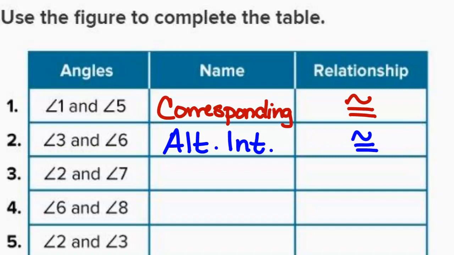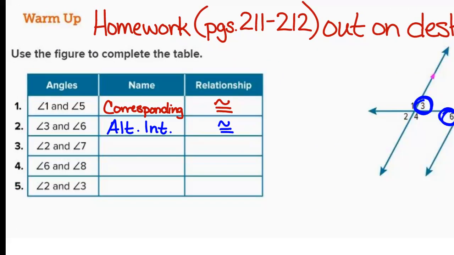Close. Does start with a C. It's consecutive. Or a linear pair. So consecutive interior, consecutive exterior, or a linear pair. Those are the only ones that will be supplementary.